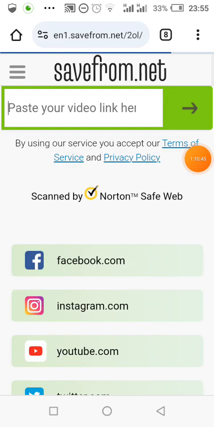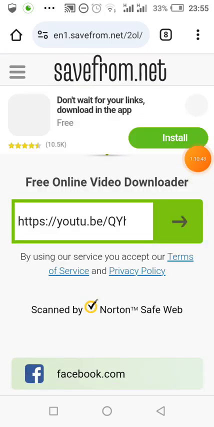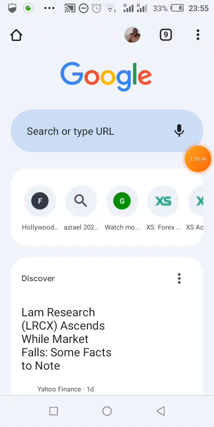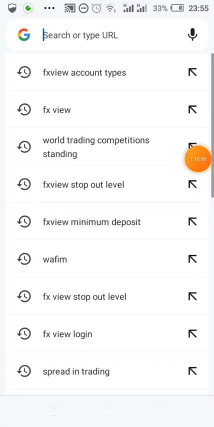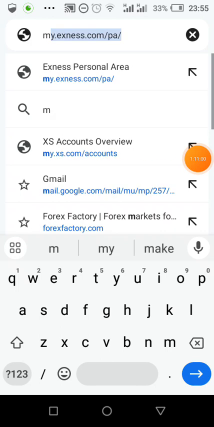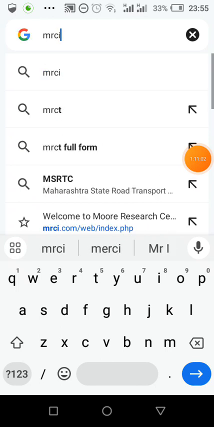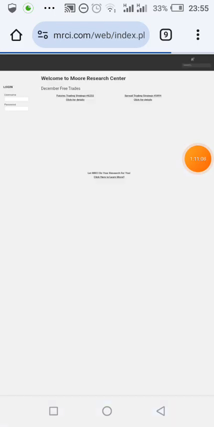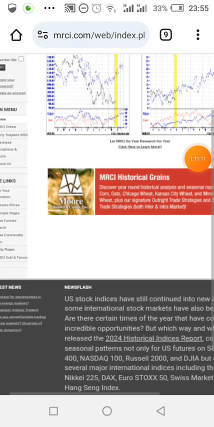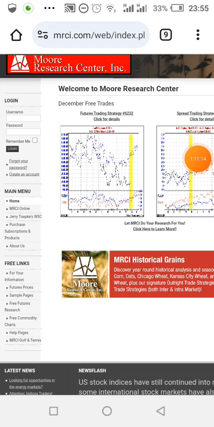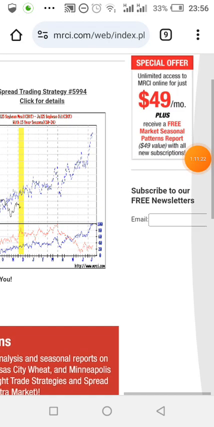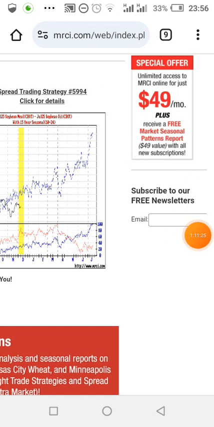Now, one good source of seasonal tendencies is the Moore Research Institute, which was started by Steve Moore, and on that website they offer only a few free samples of certain instruments and their seasonal tendencies, but they also have paid services where you can subscribe for $50 per month, as you can see written there.